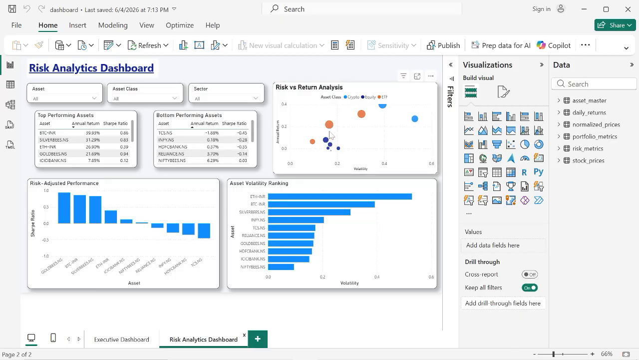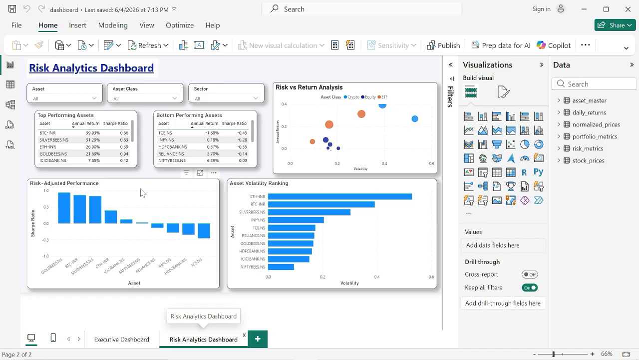And then there is the risk versus return analysis. It is a scatter plot, so you can see how much risk we are taking for how much return. The x-axis is volatility, which is the risk, and the y-axis is the return. As you can see, the cryptocurrency, the blue dot here, tells that it is really volatile, but the return is also very high.